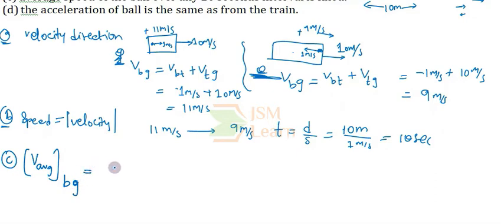So what is the formula of average speed? It is the total distance traveled by the ball with respect to the person standing on the ground, divided by the total time interval, delta t.